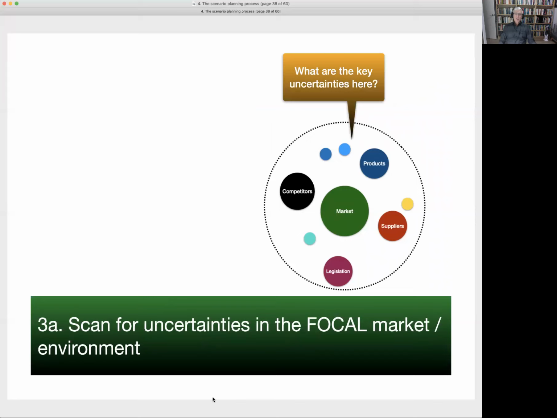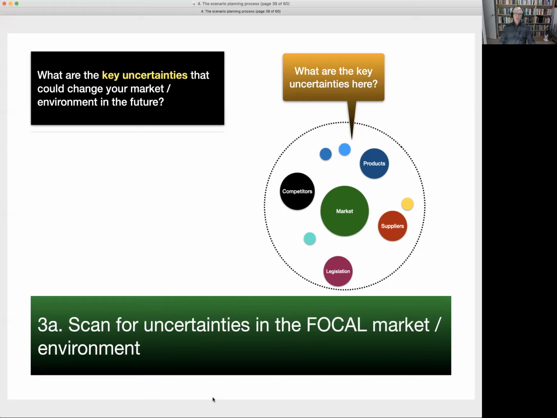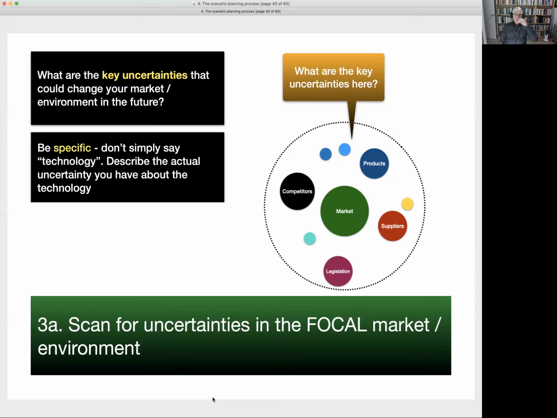The third stage is to say, when we do our environmental scan, what are the key uncertainties that exist in that particular environment? What are the key uncertainties that could change that market into the future? And you'll see I'm going to ask you to become quite specific in that particular case. I don't want you to use broad general terms like technology will change. I want you to describe the actual uncertainty you have about the technology.